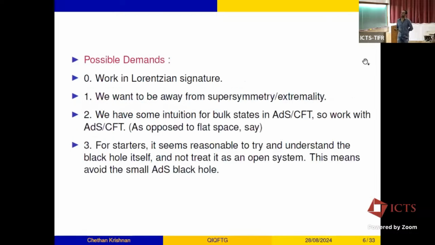The possible demands that we can impose: our first one is, as I said, we want it to be in Lorentzian signature, and we want it to be away from supersymmetry and extremality because, in order to really formulate the information paradox in the conventional setting, we want it to be at finite temperature. We also have some intuition for bulk states in AdS/CFT. So we would like to work in AdS/CFT, not in flat space. There are things we understand about flat space in string theory, but AdS/CFT clearly gives us a non-perturbative definition, and the questions that we have to understand seem intrinsically non-perturbative, so maybe this is a better place to start.